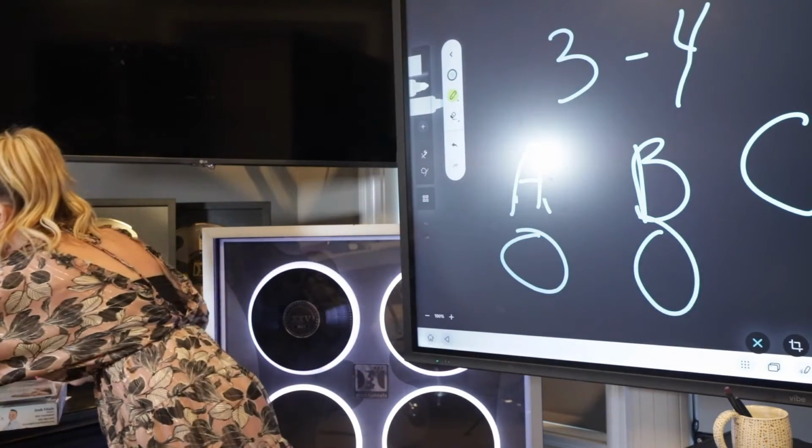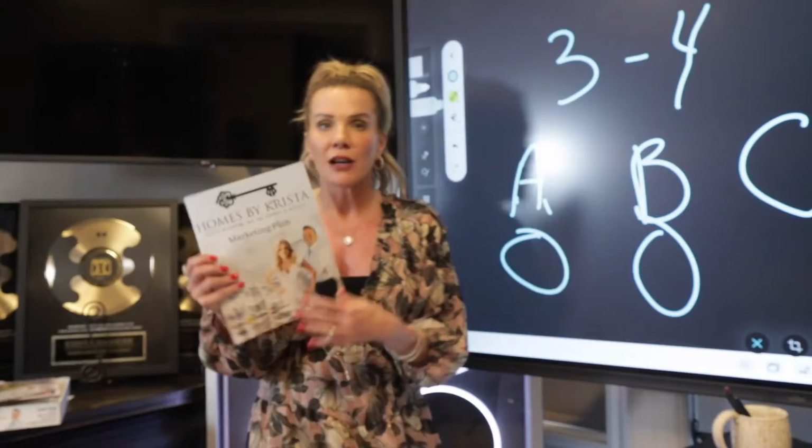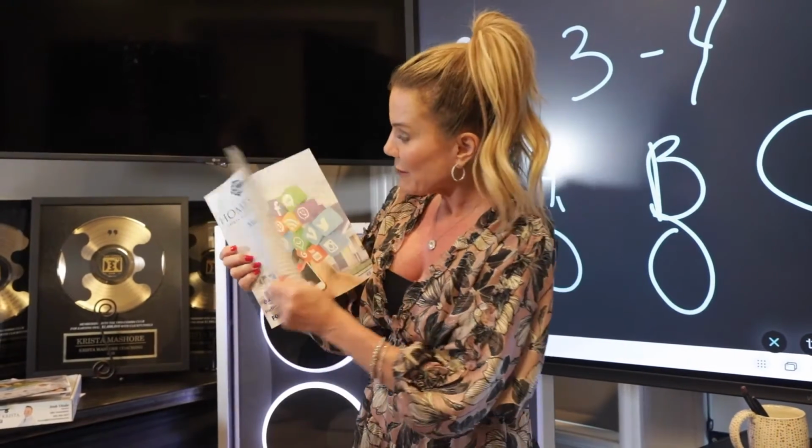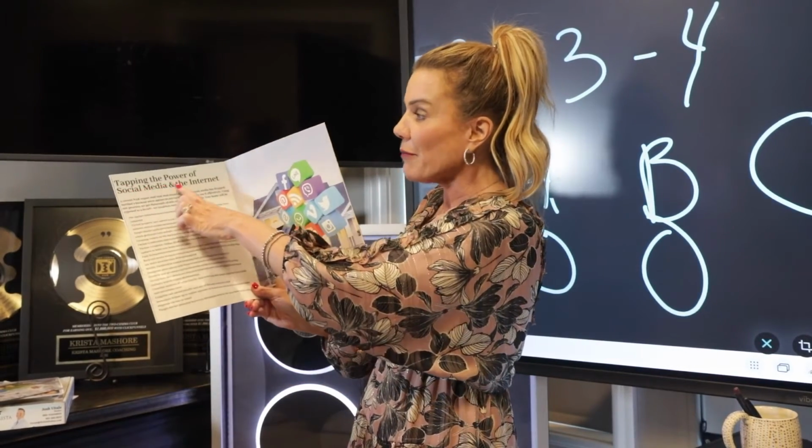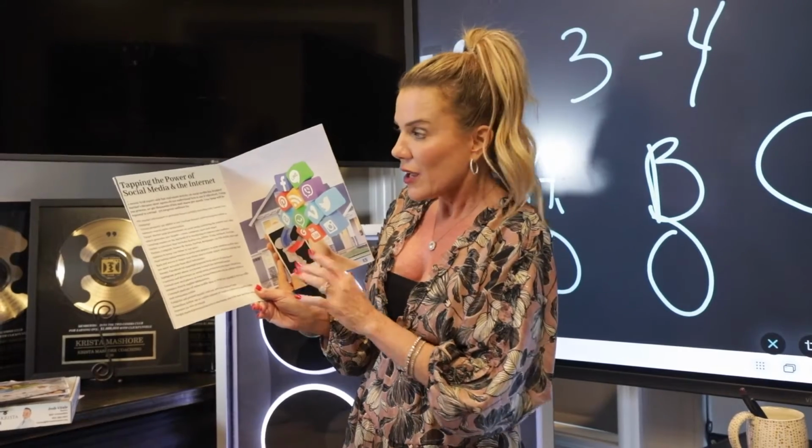So what else do we put inside the box? We have a copy of our marketing plan, all right? This marketing plan right here really talks about what makes us different and unique. So for example, one section says tapping the power of social media and the internet. We're talking all about all the different things that we do on the internet, how we get mass exposure, how we use digital marketing and innovation to really get their property to stand out online, because as you know, buyers are online, that's where they're looking.